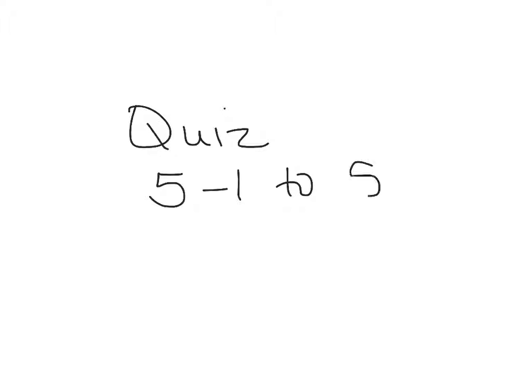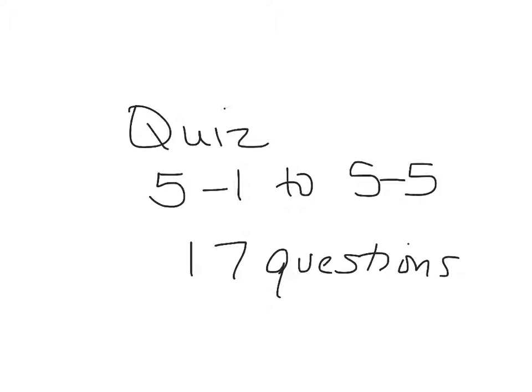So tomorrow we have a quiz. The quiz is going to cover 5-1 to 5-5. There are going to be 17 questions. Now, technically, there's not really anything from 5-1. That is actually where we learned how to find a greatest common factor or factor integers. So it wasn't really until we hit 5-2 where we actually started using that.